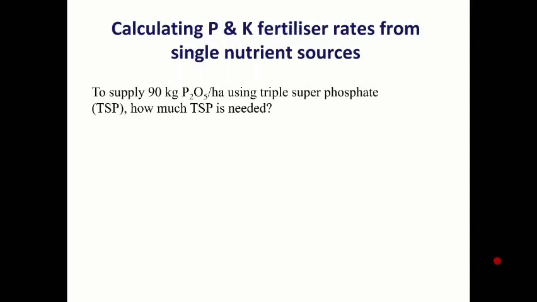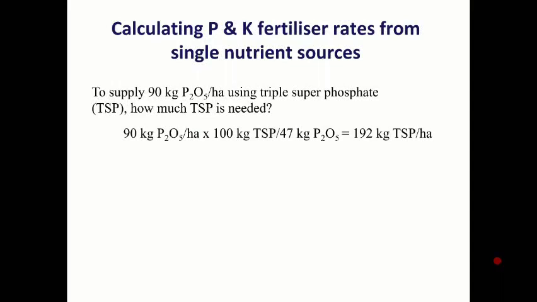So here, for instance, we've got 90 kilograms P2O5 per hectare is needed, and we're going to use triple superphosphate. So how much triple superphosphate do we need? So I would write it out like that, where I take 90 kilograms multiplied by the triple superphosphate percentage. So 100 kilograms of triple superphosphate has about 47 kilograms P2O5. So I would do it that way. I'd multiply 90 times 100 divided by 47 and come out with 192 kilograms triple superphosphate per hectare.